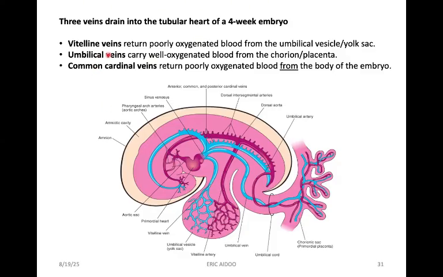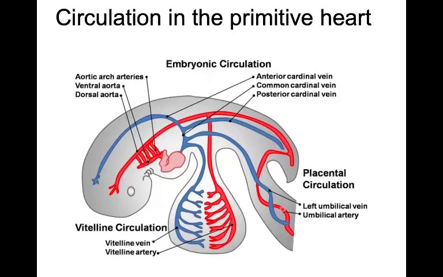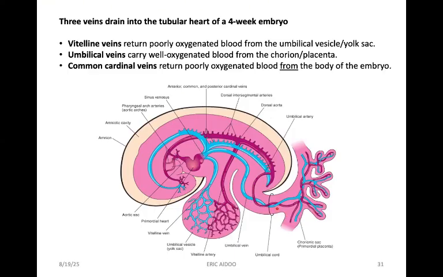So vitelline veins return poorly oxygenated blood from the umbilical vesicle. So that is the vitelline vein. It's taking deoxygenated blood from the yolk sac towards the heart. Umbilical veins, this one, will carry well oxygenated blood. So when we go here, you see umbilical vein and then umbilical artery. So umbilical vein is carrying well oxygenated blood.